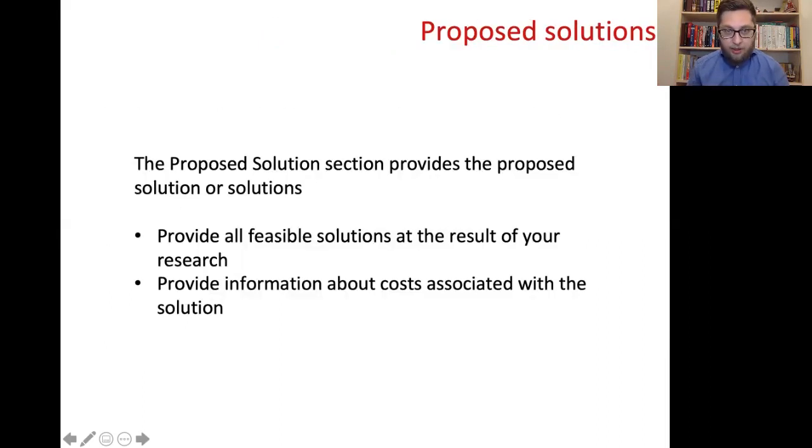Then solutions. The solutions section is actually the part where you have the list of your solutions and arguments why the solutions will be good steps to be implemented. So please remember once more, solutions should be the outcome of the problem research. So try not to bring the solutions of other people that probably can't work in your situation, and please provide all feasible solutions as the results of your research, and try to provide information about the costs that are associated with your concrete solutions.